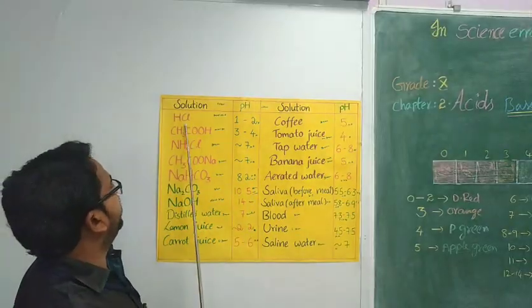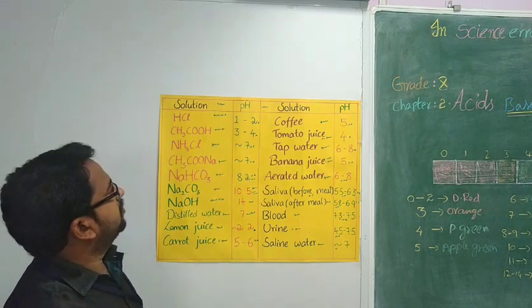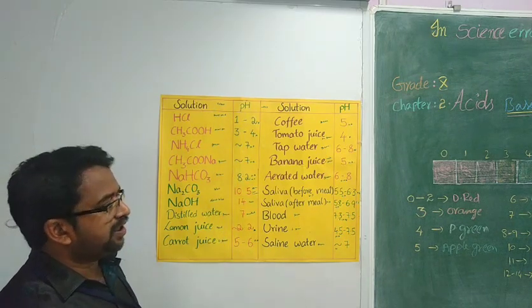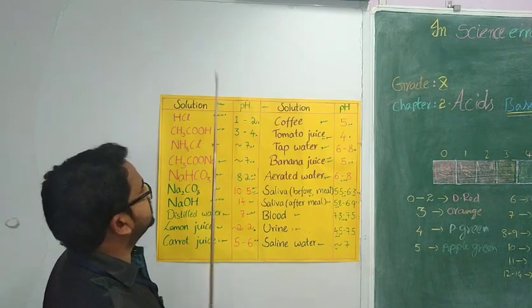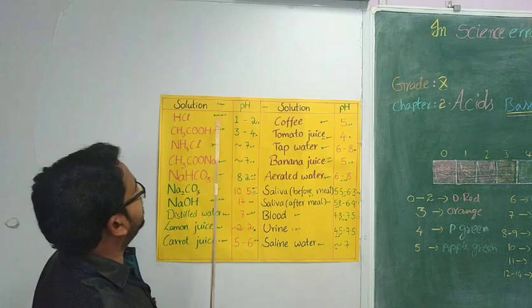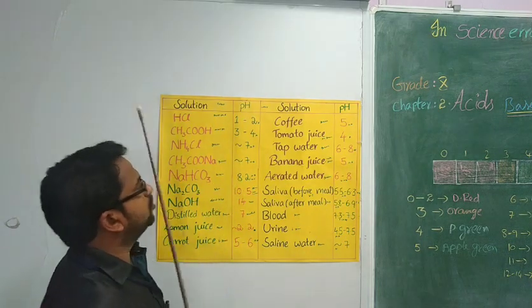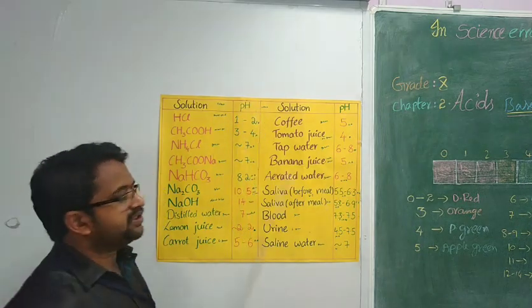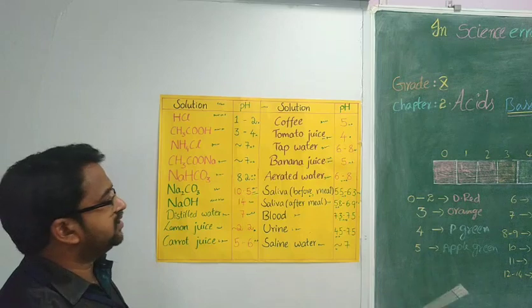Now, the first one is HCl. What is the color? 1 to 2 is given. Already I told you that 0 to 2 is deep red. So the color is deep red, and the pH value is 1 to 2. 1 to 2 means what is the nature? Acid. You can write strong acid also, no problem.